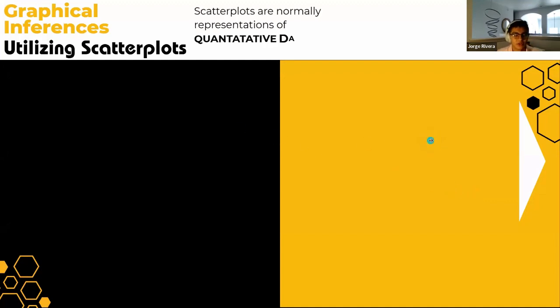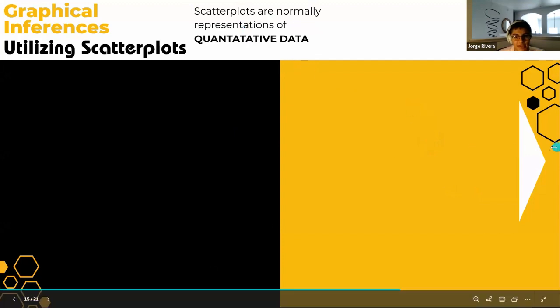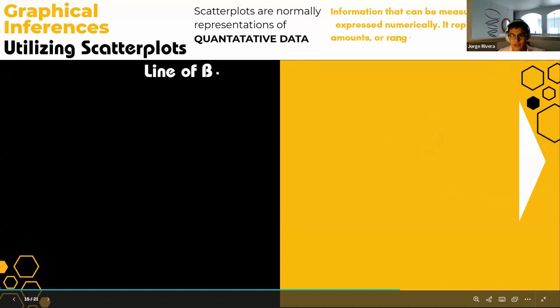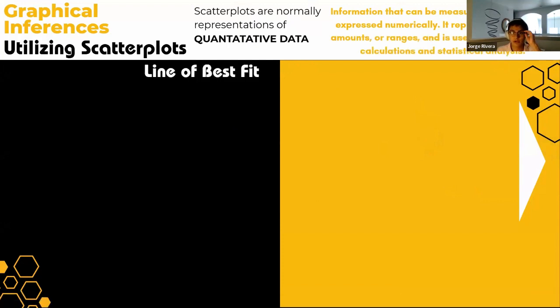Graphical inferences utilizing scatter plots. Scatter plots are normally representations of quantitative data, so information that can be measured or counted and expressed numerically. It represents quantities, amounts, or ranges, and is used for mathematical calculations and analysis. So what is the line of best fit? The line of best fit is an approximate line that fits the general trend of the graph.